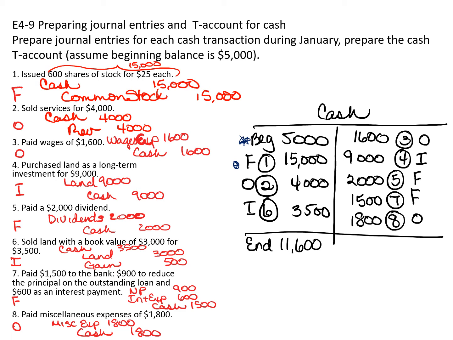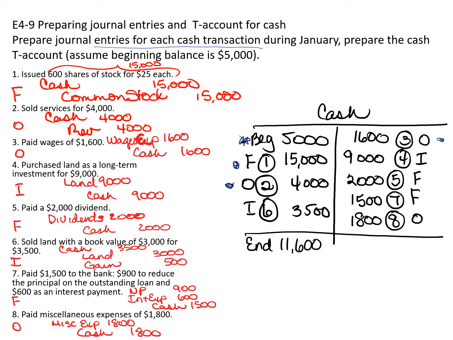In number 2, we sold services for $4,000, and notice it says here each of these is a cash transaction, so it was a cash sale. Debit cash, credit revenue. So number 2, cash is going up by $4,000. In number 3, we paid wages. So we're debiting wages expense, crediting cash. Since wages expense is on the income statement, it's an operating activity.